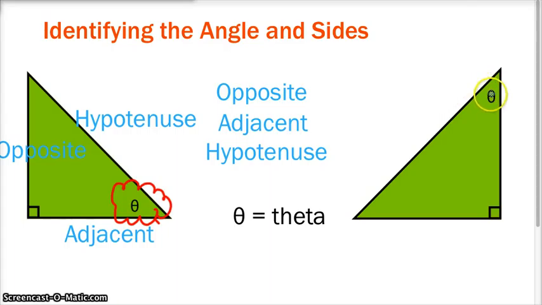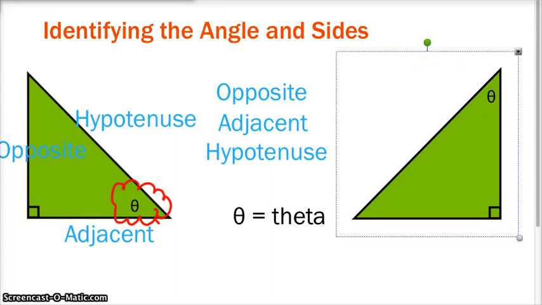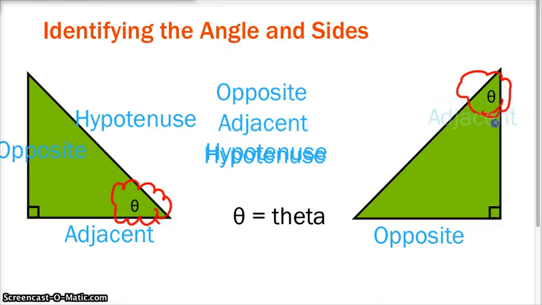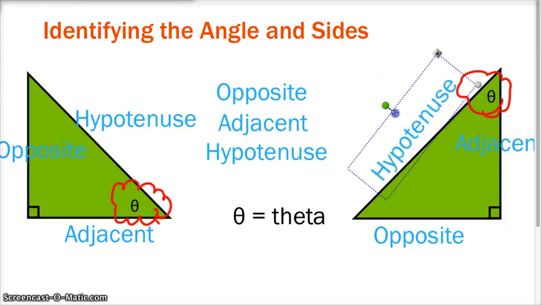This time, notice that theta is in a different location. Theta is located here. So you're going for sides that are opposite of theta, next to theta, and then hypotenuse will always be the leg that is across from the 90 degrees. So opposite. Start with theta and go all the way across the shape. Opposite is here. Adjacent. Start with theta, it's the one next to it. And hypotenuse is that side that's always across from the 90 degrees.